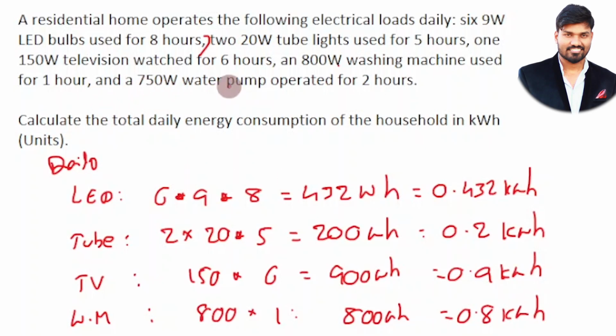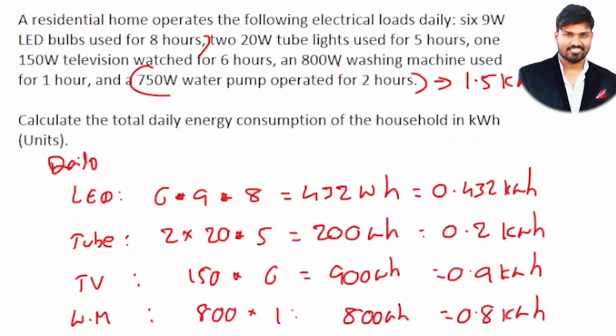And there is a water pump running for how long? 2 hours, 750 watts. So 1 HP motor is running for 2 hours, so this is 1.5 kWh. So 750 into 2 is 1500. 1500 means 1.5 kWh. So it is asked to calculate the total energy consumption.